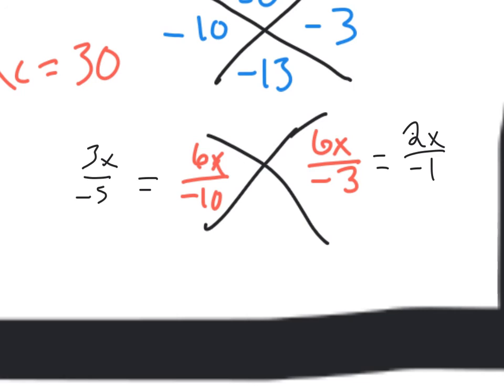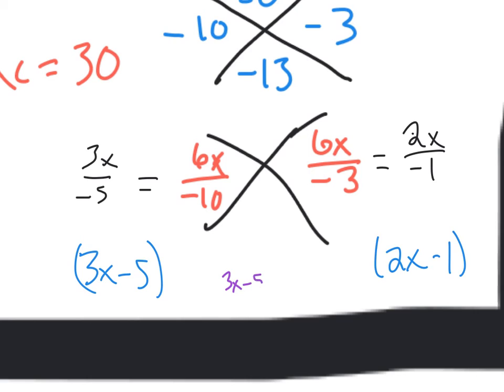Alright, rewrite those as your binomials. This one right here is going to be 3x minus 5. And this factor over here is going to be 2x minus 1. And there you go, you've got your binomials. You can rewrite them. I'll write the final answer in purple as a product, so it would be 3x minus 5 times 2x minus 1.